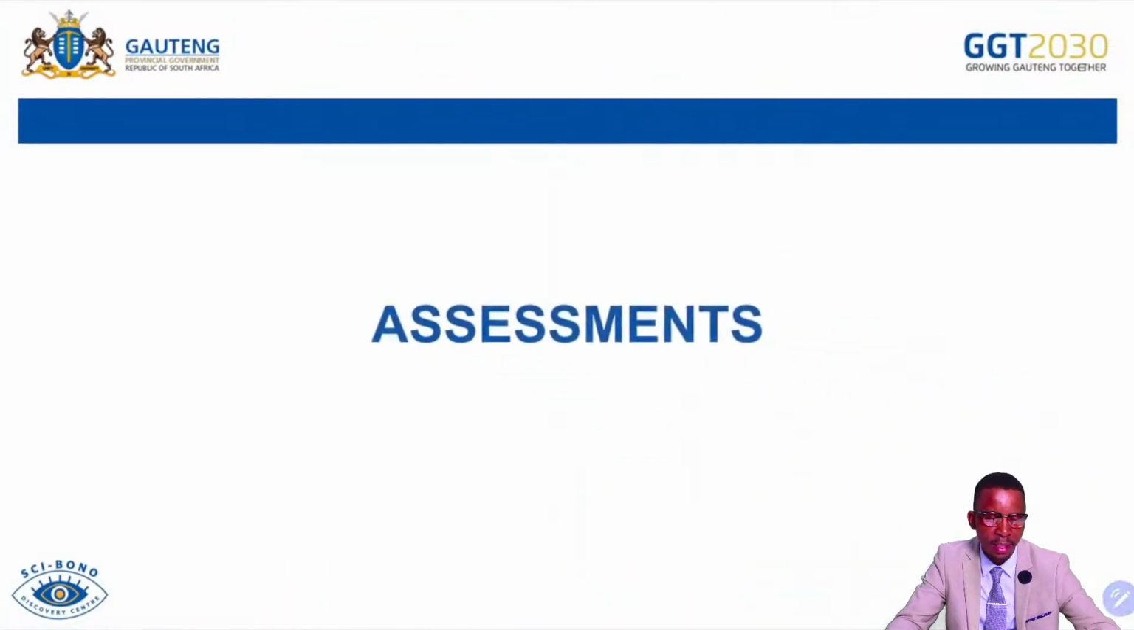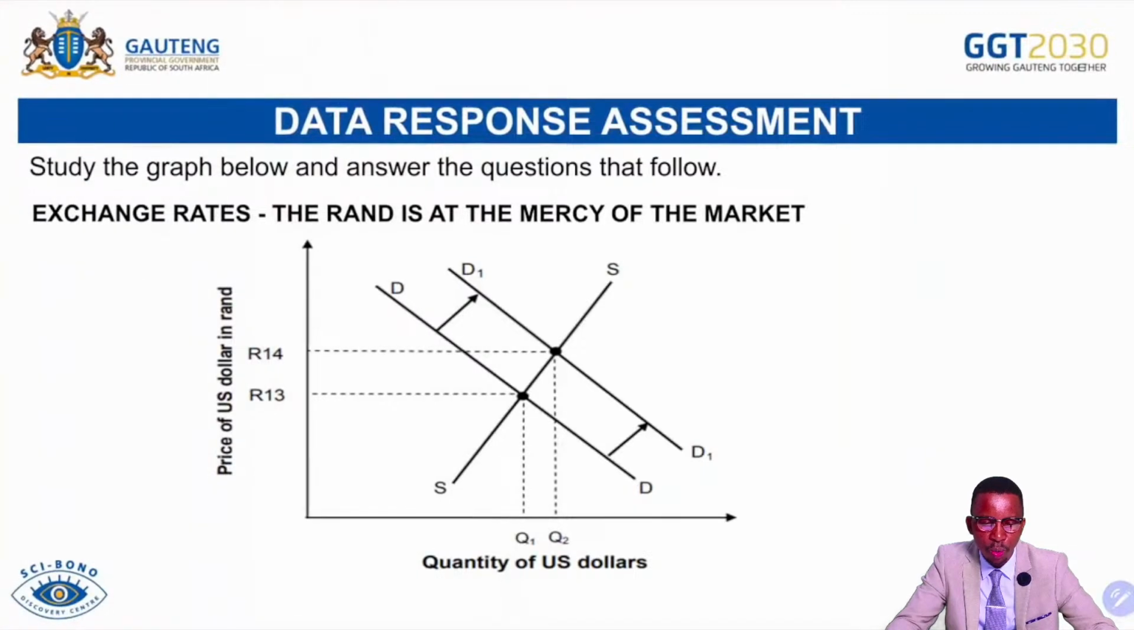And then this is the assessment now. Let's check what is being assessed. So we assess based on what has been covered. Study the graph below and answer questions that follow. Exchange rate. The rand is at the mercy of the market. So let's check this situation.